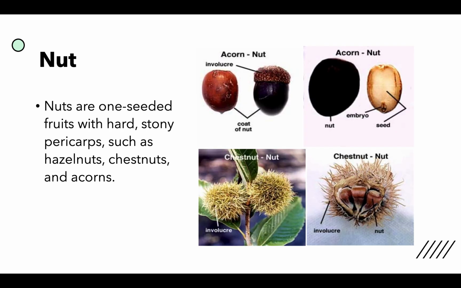Lastly, nuts are one-seeded fruits with hard stony pericarps such as hazelnuts, chestnuts, and acorns. Except for its larger size, the nut is very similar in structure to the achene. In nuts such as the acorn and chestnut, the shell is the coat of the fruit.